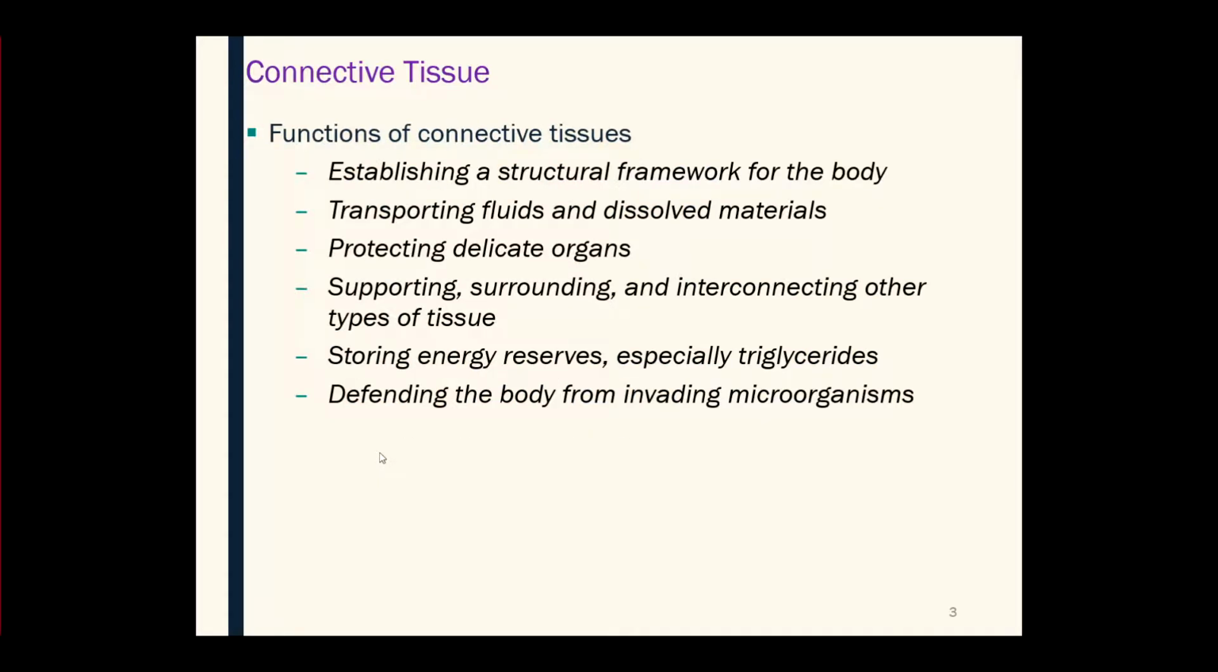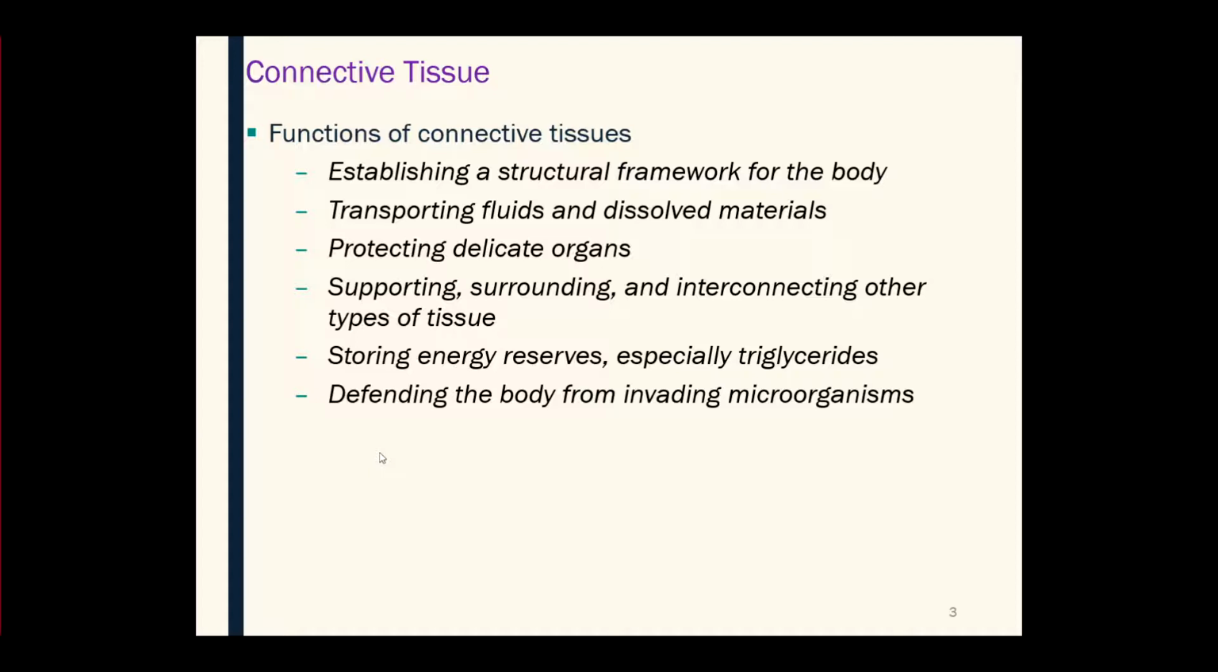So let's take a look at some of the functions that we're going to see. This is a general slide overviewing the functions. As we go through each individual connective tissue, you'll see them more specifically. So number one, our connective tissues establish a structural framework for the body. You don't have to write this down now, but we're going to see that bone and cartilage are connective tissues. They form our framing, right? Some connective tissues transport fluids and dissolved materials. You're going to see, guys, that blood and lymph are also connective tissues.